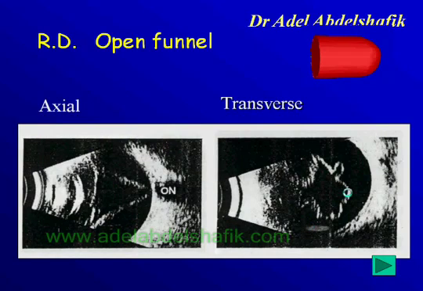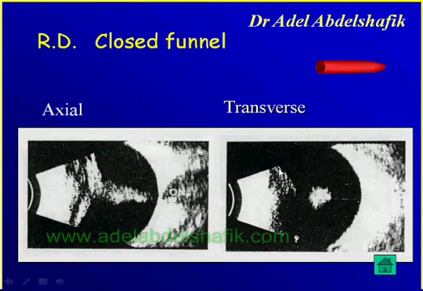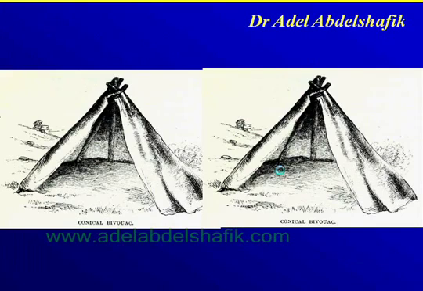Now, this is a case of retinal detachment. We have a membrane attached to the optic nerve, and we can see the lens here. It looks like a funnel. And this is a transverse section of the same case, and we can see the retina as a circle. This is a closed funnel retinal detachment in an axial section and in transverse section.